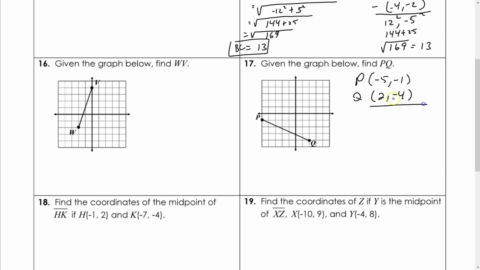Now using that last method that I just did, negative 5 minus 2 would be negative 7, and negative 1 plus 4 would be 3. When we square those, you get 49 plus 9, which is 58. So the answer is square root of 58. So PQ equals the square root of 58. Even if we were to try this by just doing Pythagorean theorem, where this is 3 and this is 7, then we get your 7 squared plus 3 squared, which is right where we were. So just another method of doing it.